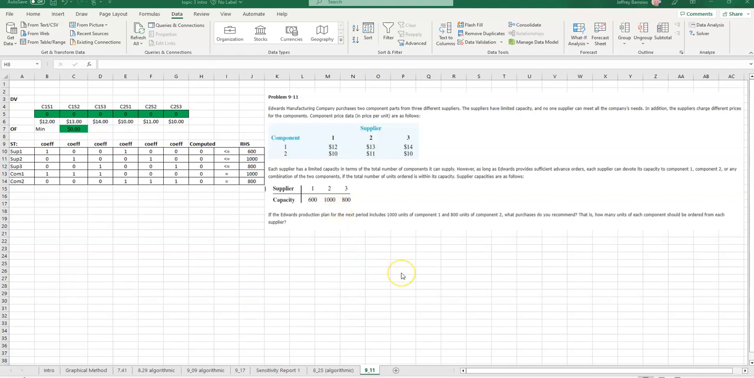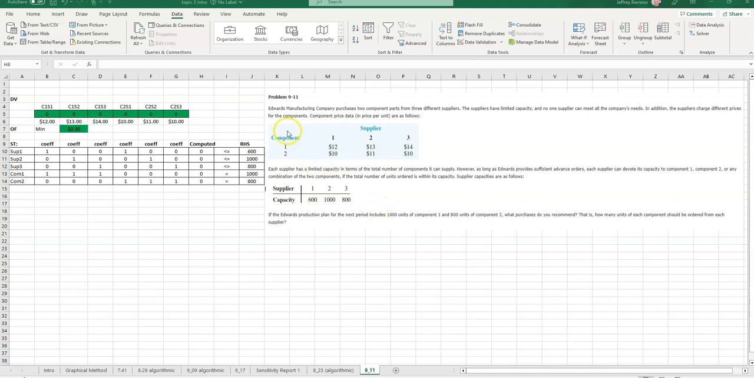Edwards Manufacturing Company purchases 2 component parts from 3 different suppliers. The suppliers have limited capacity and no one supplier can meet all the company's needs. In addition, the suppliers charge different prices for the components. Component price data in price per unit are as follows.